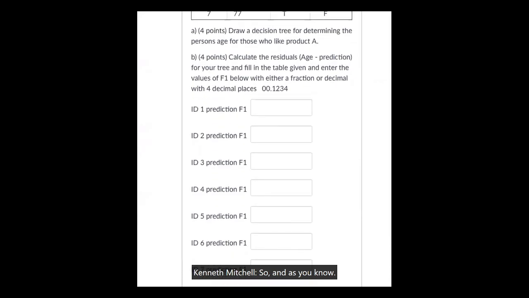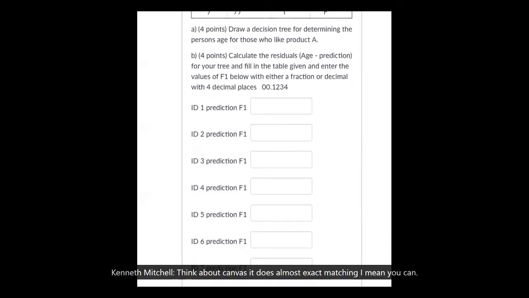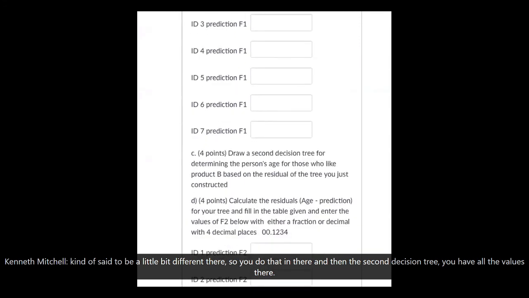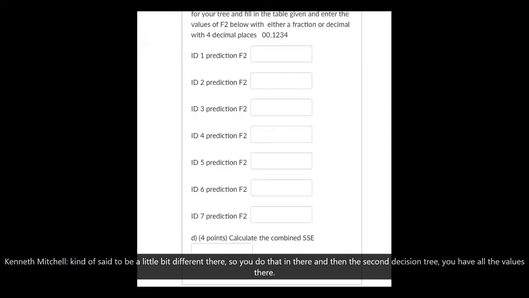And as you know, the thing about Canvas is that it does almost exact matching. I mean, you can set it to be a little bit different there. So you do that in there. And then for the second decision tree, you have all the values there.